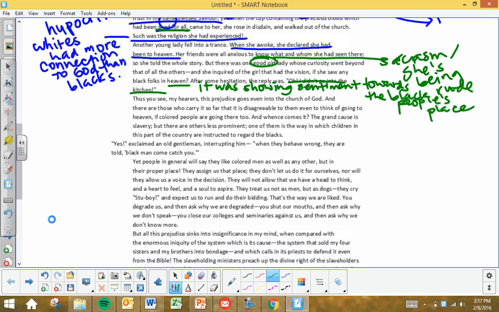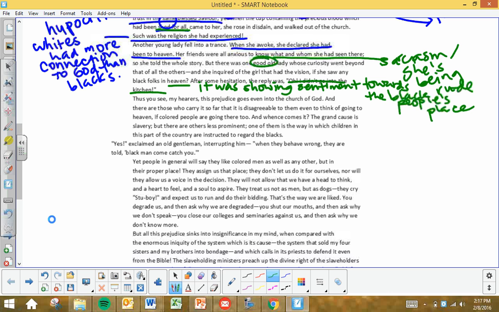The grand cause is slavery, but there are less prominent ones. One of them is the way in which children in this part of the country are instructed to regard the blacks. So is it just slavery that causes this division among white and black people? Well, what is it?